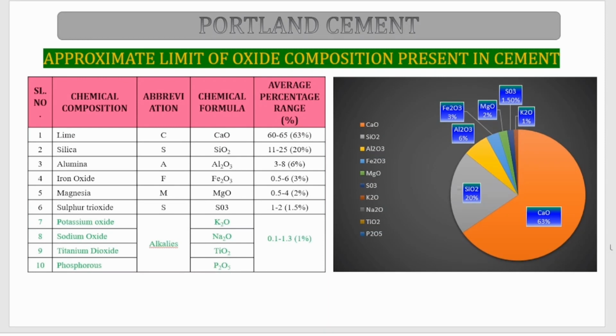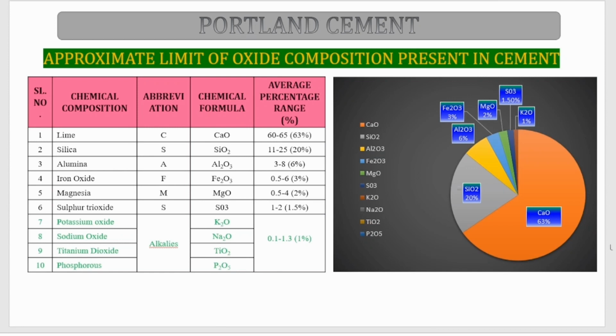Before learning the oxide composition, let's see the abbreviations which are used in cement chemistry. Here, the C stands for CaO and not carbon. S stands for SiO2, A stands for Al2O3 and so on. The alkalis do not have any abbreviation, so I have just mentioned them as alkalis. All the percentages you can find in this chart with the names of the compounds.